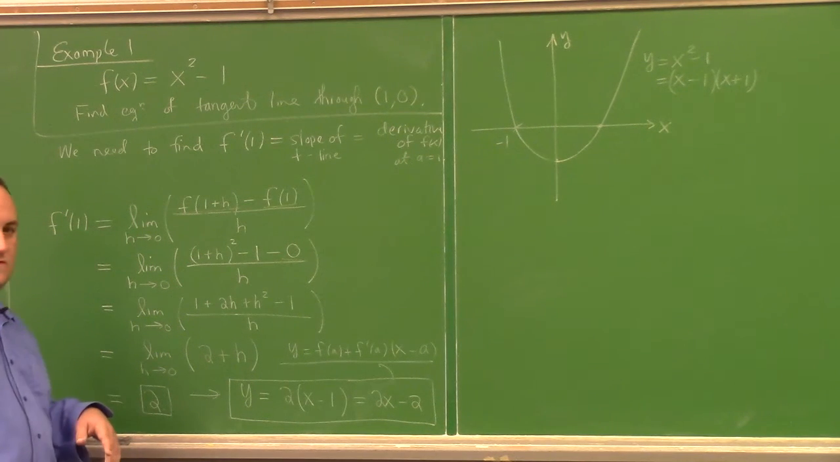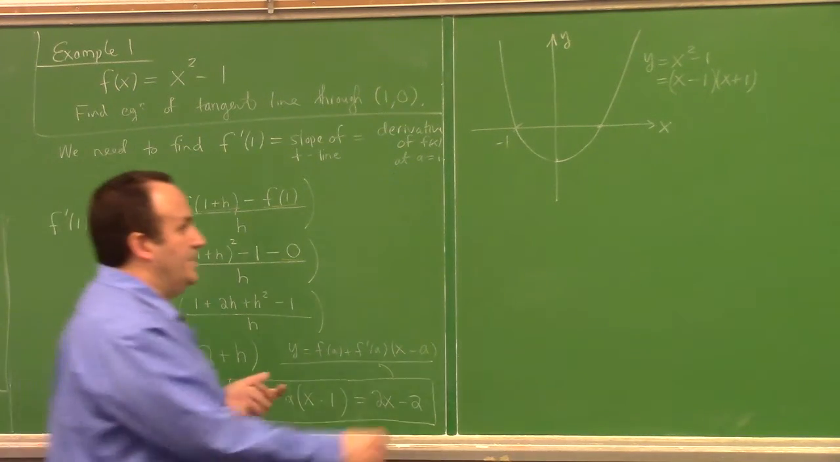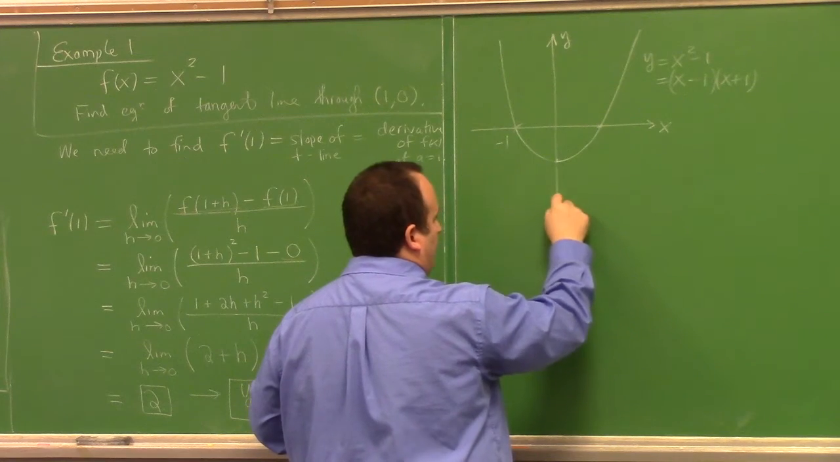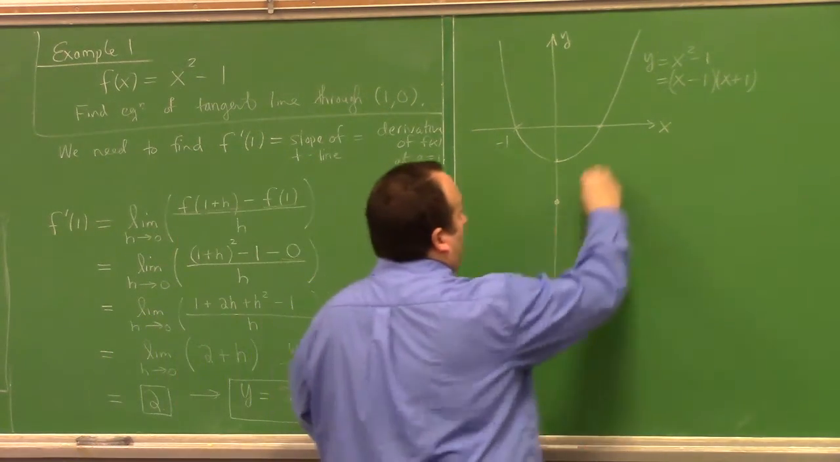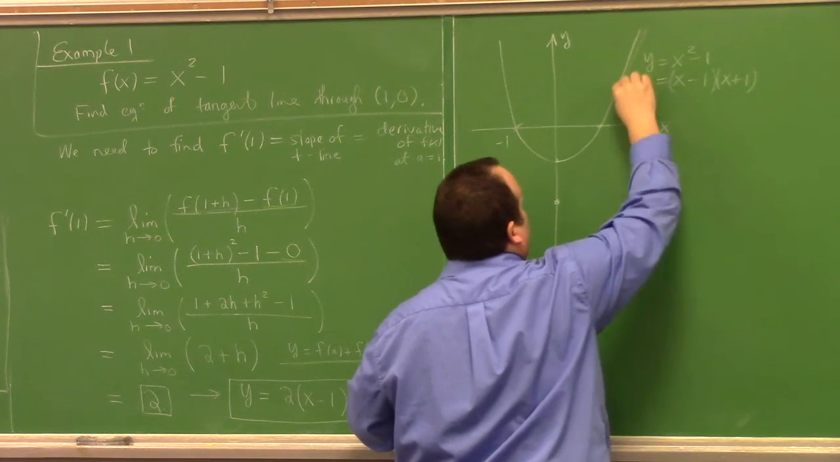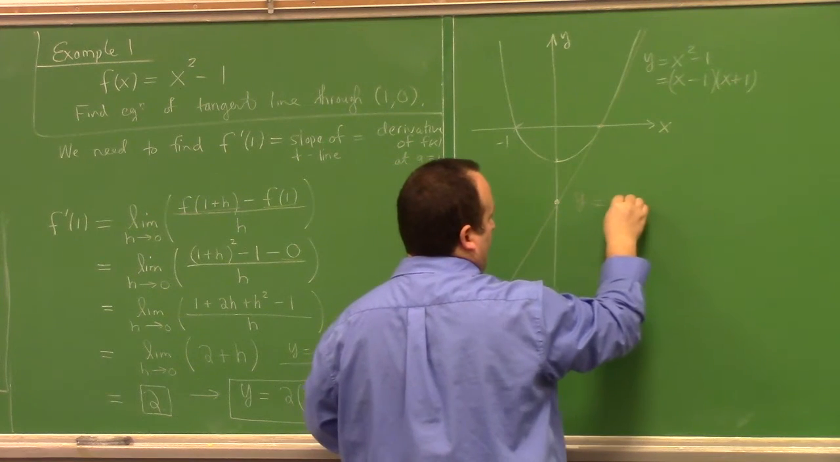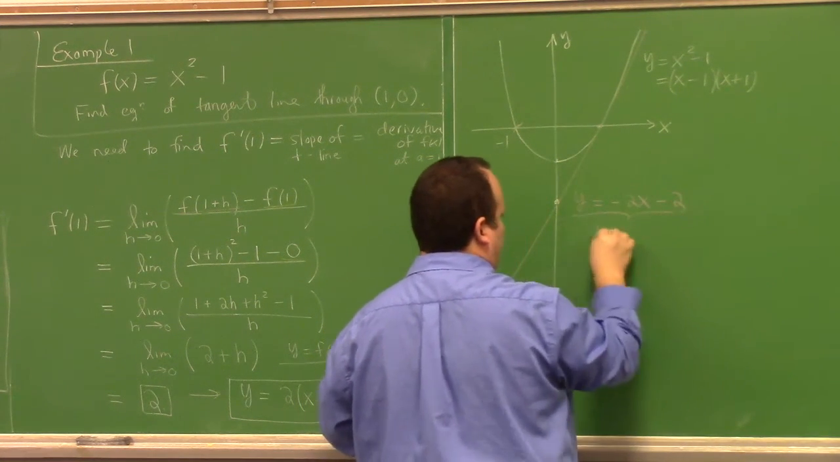2x minus 2 is nice because it shows you that the y-intercept of this tangent line is minus 2. So, about down here. And I'll graph the tangent line in red. There you go. This is the tangent line.